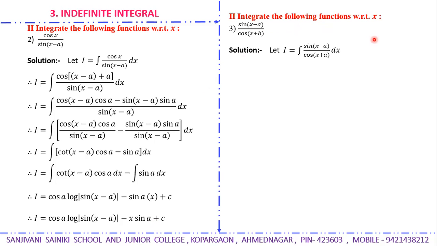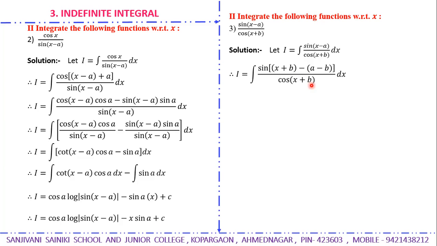Integrate the following function with respect to x: sin of x minus a upon cos of x plus b. What we will do? We will add and subtract b in the numerator, so we get sine of x plus b minus a plus b upon cos of x plus b.